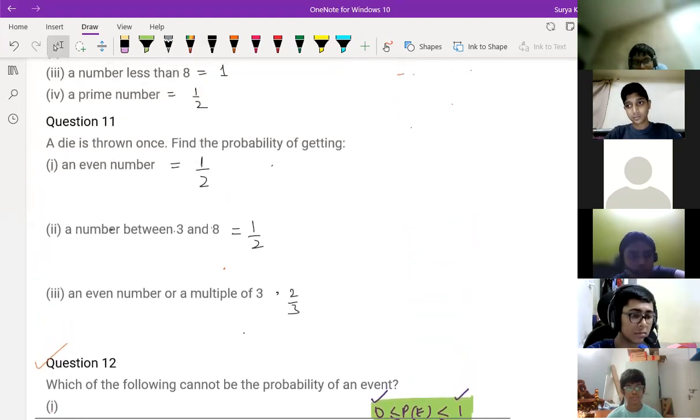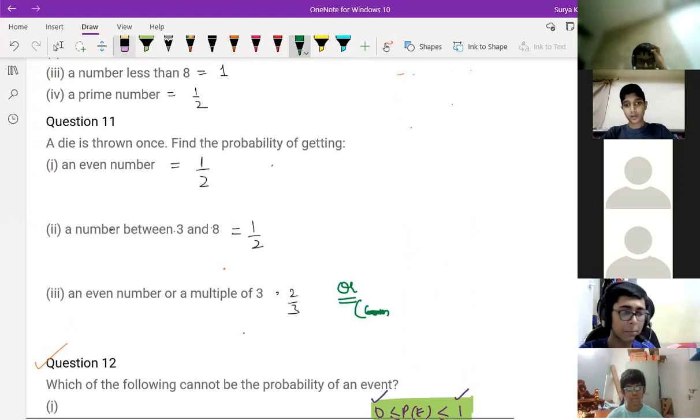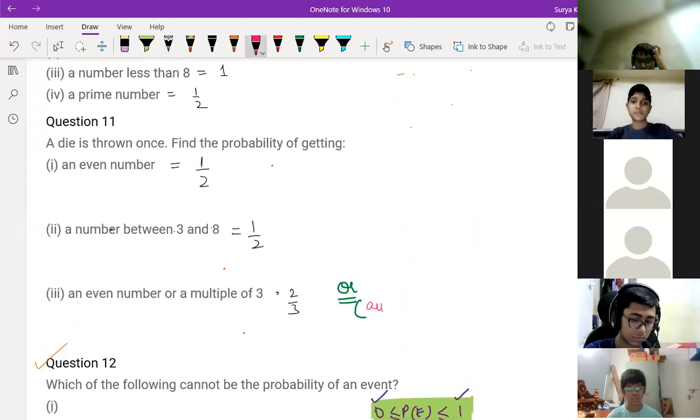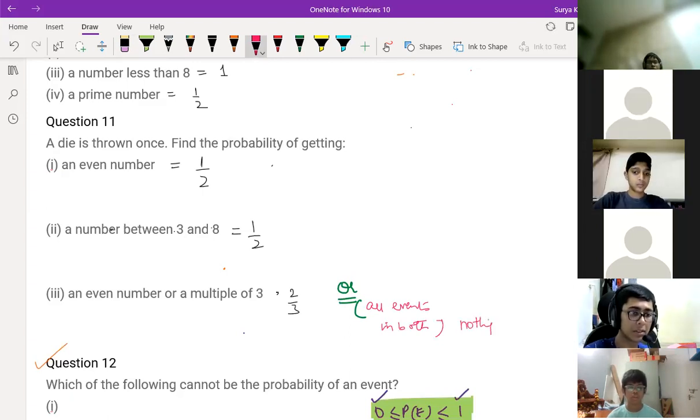See, or means, try to understand, children. Or means common in both, including all events in both. And nothing should repeat.